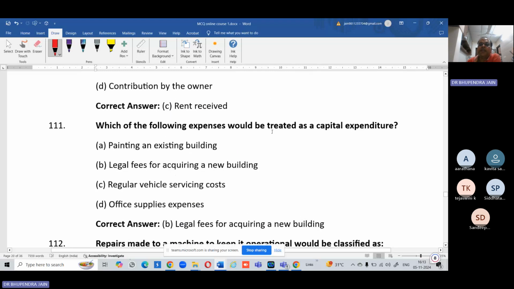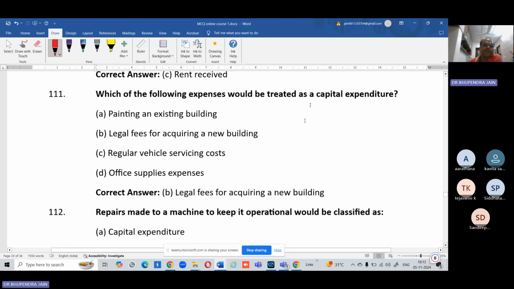Which of the following would be treated as capital expenditure? Okay, let's see. Which of the following is expensive? So painting of existing building, revenue. Legal fee for acquiring a building, capital. Regular vehicle servicing, revenue. Office supplies, revenue. So the correct answer is B.